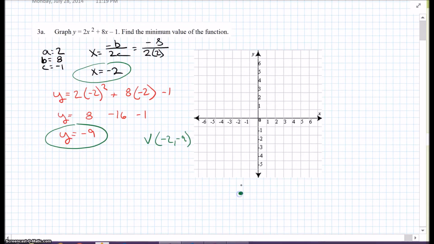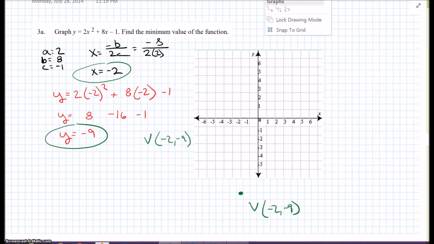So there we go. We know it's going to go up, so I can put the vertex at negative 2, negative 9. All right. Do I need to really do any graph work? Not really. But what I can do to kind of help ourselves is I can go ahead and draw my axis of symmetry.